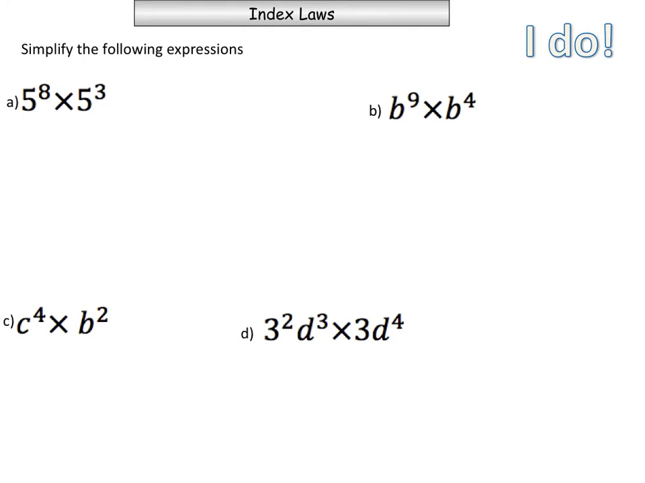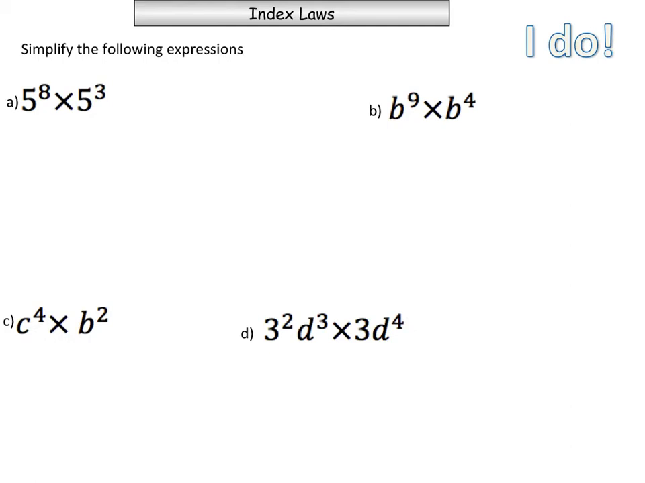Alright, this is where I'm going to show you a few examples, and it's really important that you're paying attention. So in the first one, A, we've got 5 to the power of 8 times 5 to the power of 3, remembering that our index law is that we add the powers so long as they have the same base.